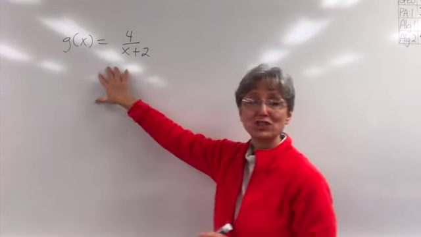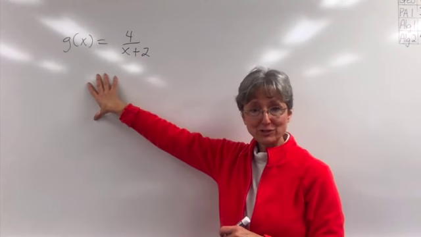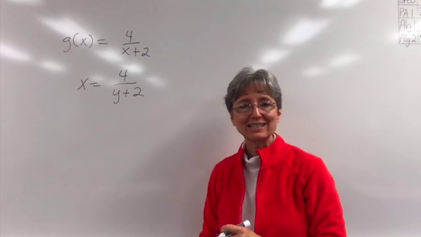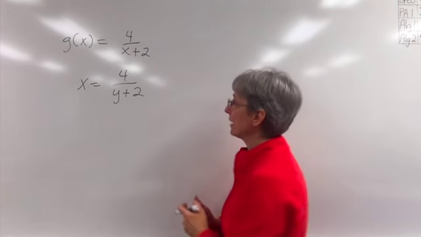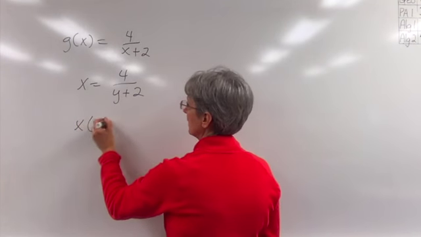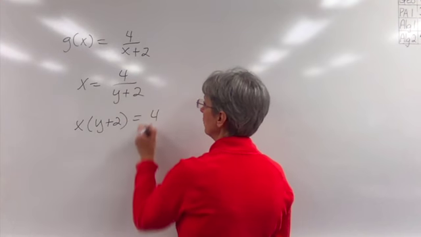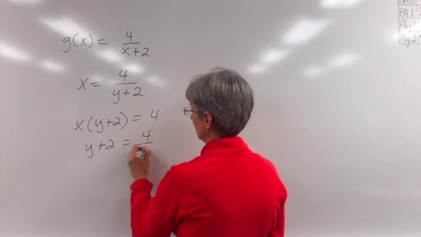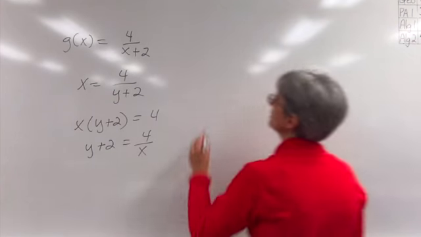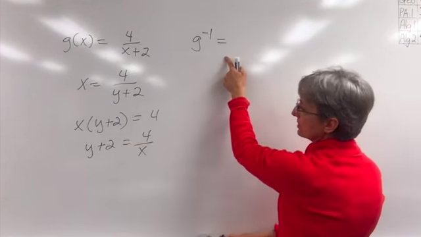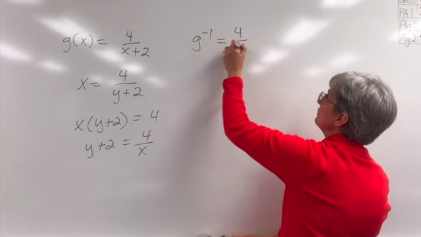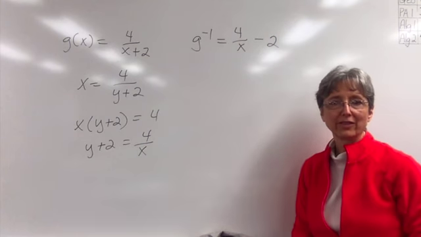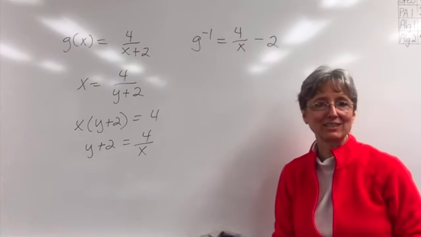So first, here's g of x. The first step is to find its inverse. So I've switched my x and y, and now I want to solve for y. So x times y plus 2 equals 4, which means y plus 2 equals 4 over x, which means my g inverse is equal to 4 over x minus 2. Now I have my g and its inverse.